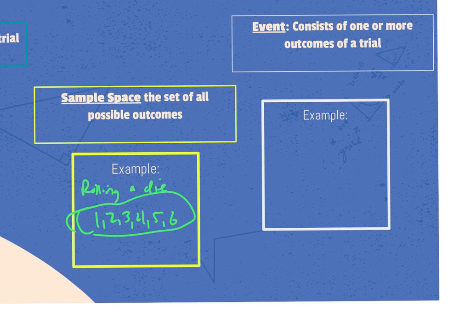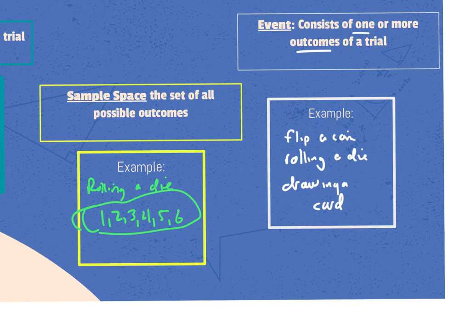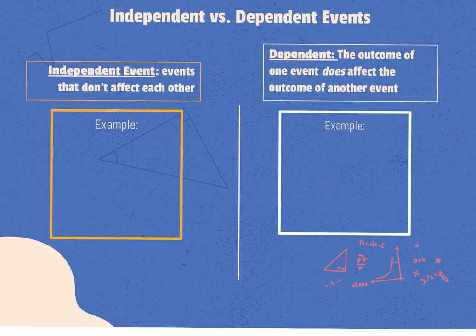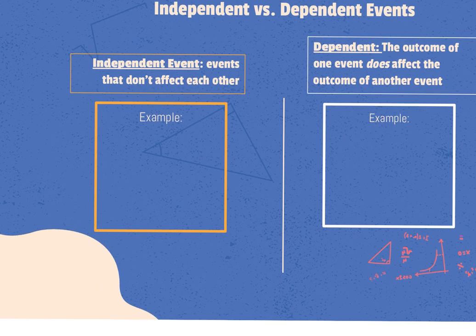An event is going to be a combination of outcomes or one outcome. So if I said flipping a coin, rolling a die, or drawing a card, or anything like that would all be considered events. Okay? So, independent versus dependent events.